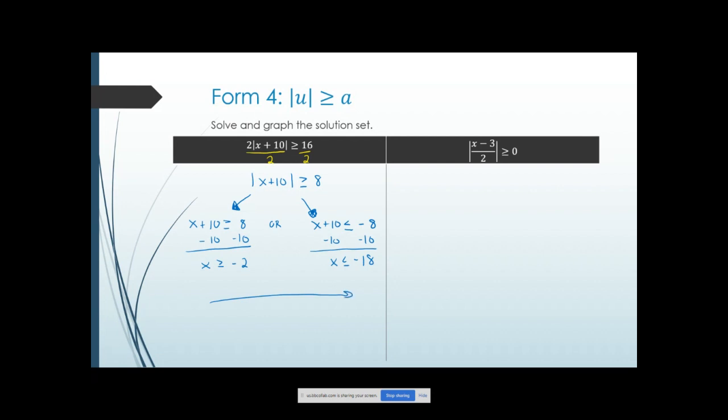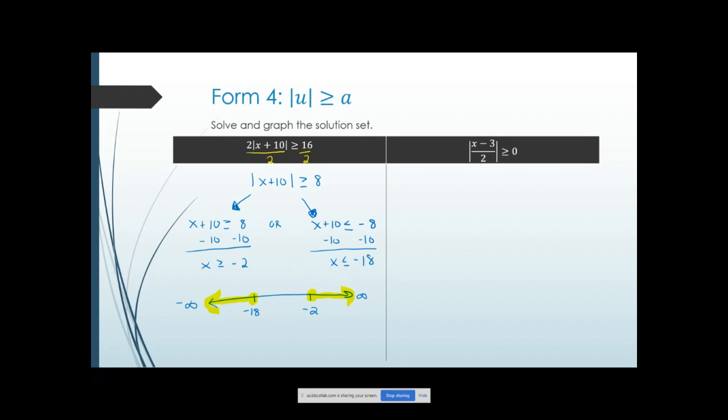So now if I look at this on my number line, I have -18 and -2. I'm going to label my infinities. So x is greater than or equal to -2, so that's to the right and includes -2. x is less than or equal to -18, so less than is to the left of -18 and includes -18.